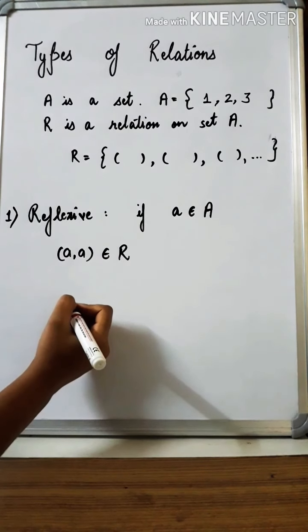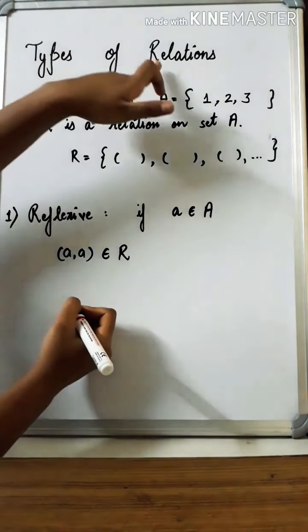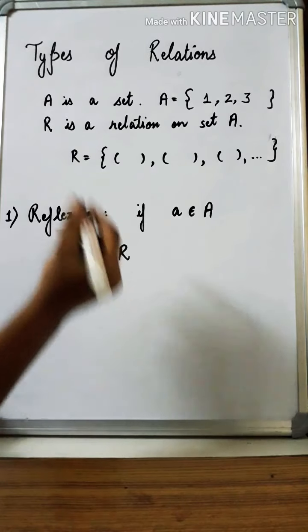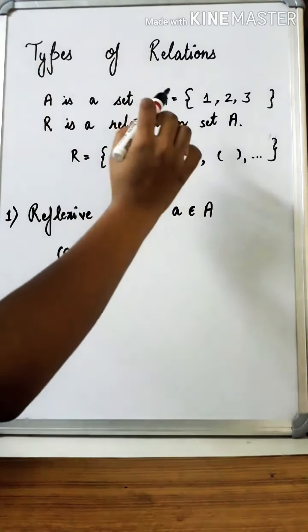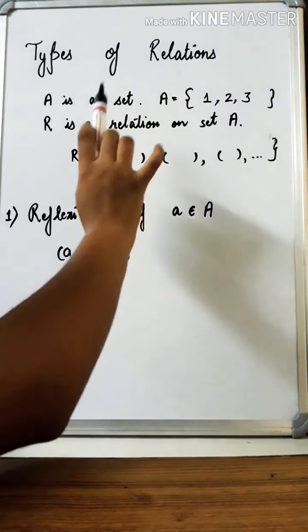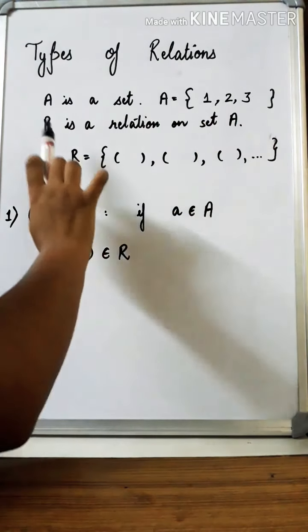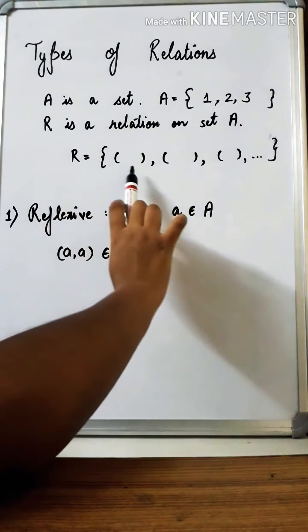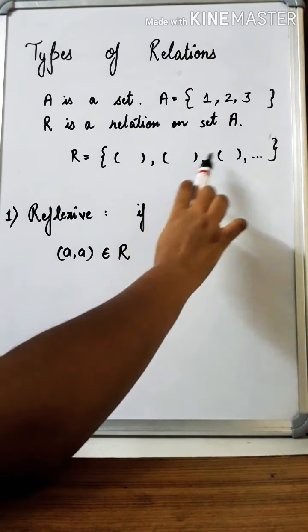Alright, so we'll move forward to types of relations. Basically there are three types of relations which we will discuss. So let us begin. Let A be a set. I have defined a set that has elements 1, 2 and 3. A is the set that has elements 1, 2 and 3. R is a relation on set A. It means R would be a set which contains ordered pairs like this, right?